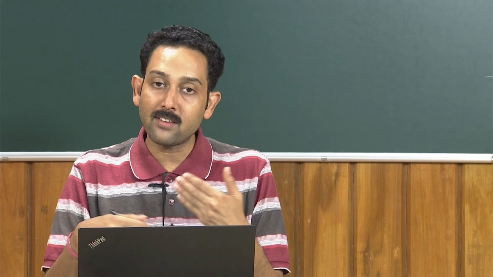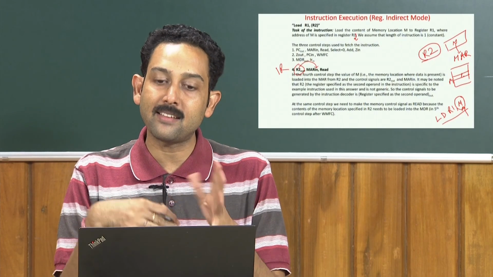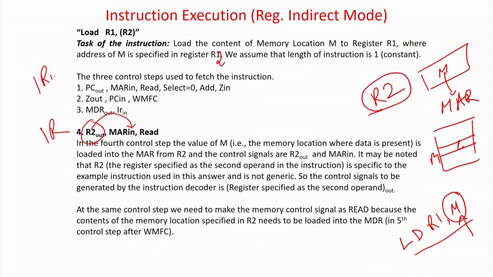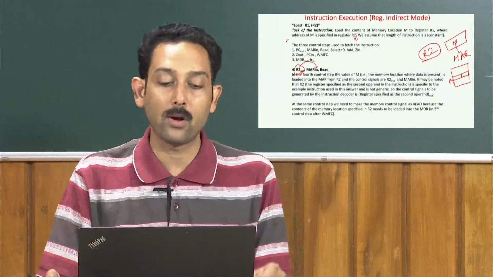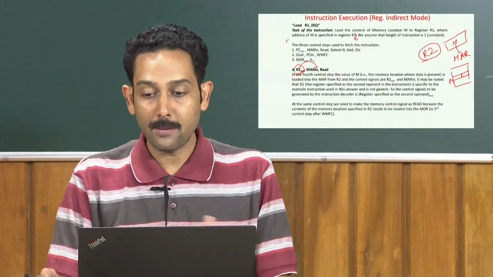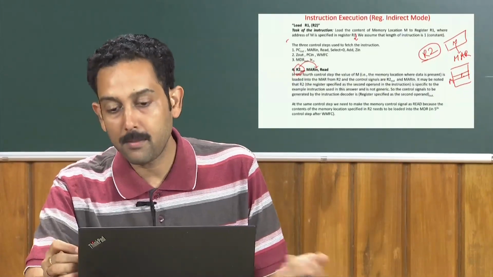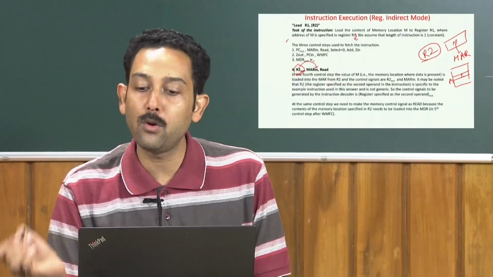In this case the decoder will generate such a signal so that instead of R2 out it will be instruction register out. That is, it will take the value of M and dump it into the memory address register. It is a memory direct or memory indirect. But when the instruction register finds that the instruction involves registers only and no memory is in the picture, the content of R2 will be directly loaded to the memory address register. That means basically the content M of R2 will load to the memory address register.